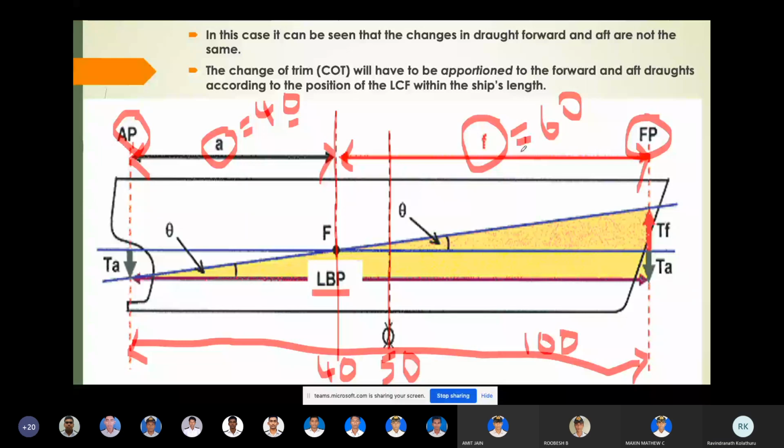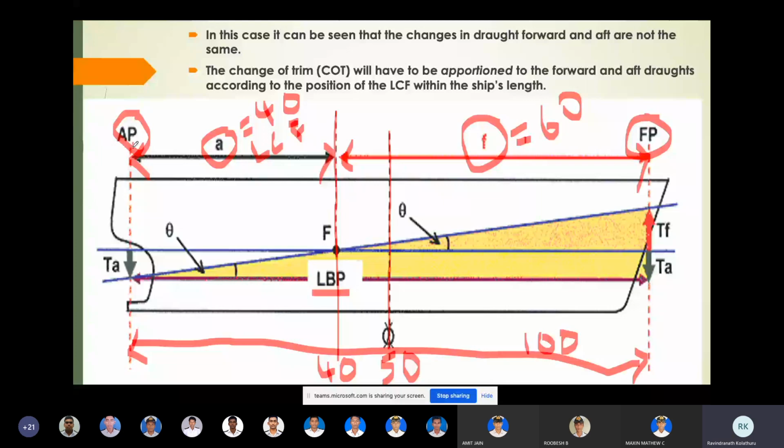Now tell me, when I say A is equal to 40, can we also say that this A is actually equal to LCF? What do you mean by LCF? So LCF, you already know that LCF is the distance from aft perpendicular to the center of flotation, right? So whenever we say A is equal to 40, it implies that the LCF value is 40.